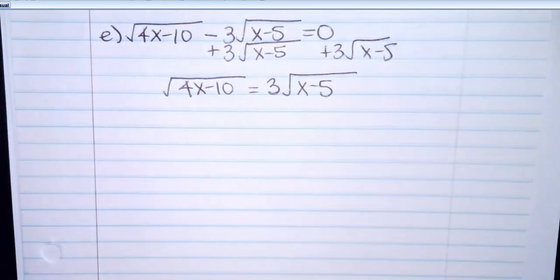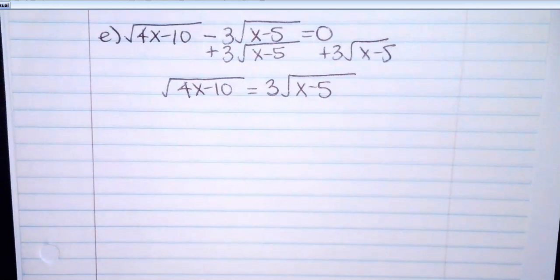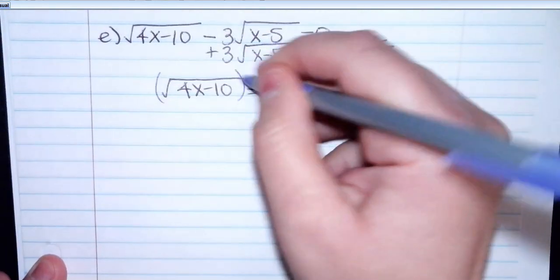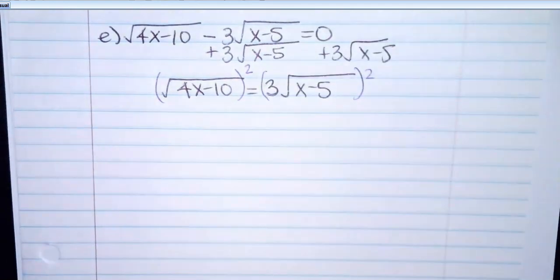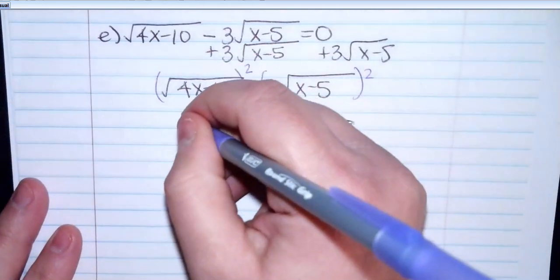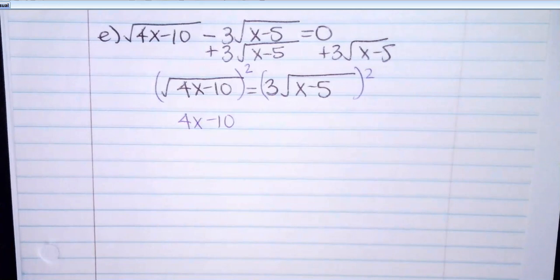Now, I can't really isolate this radical any further than I already have, so I'm not going to be able to divide by 3. So what you're going to do in this case, you're still going to cancel the radical. This is a square root. What we're going to do is square both sides to cancel both radicals. Okay, all that's going to happen over here, we're just going to get 4x minus 10, the square root and the squared cancel each other out.